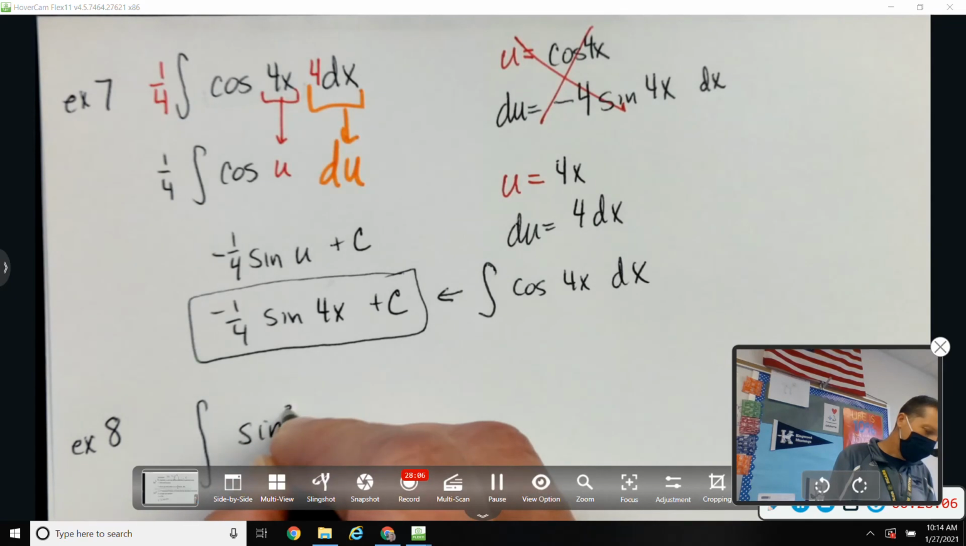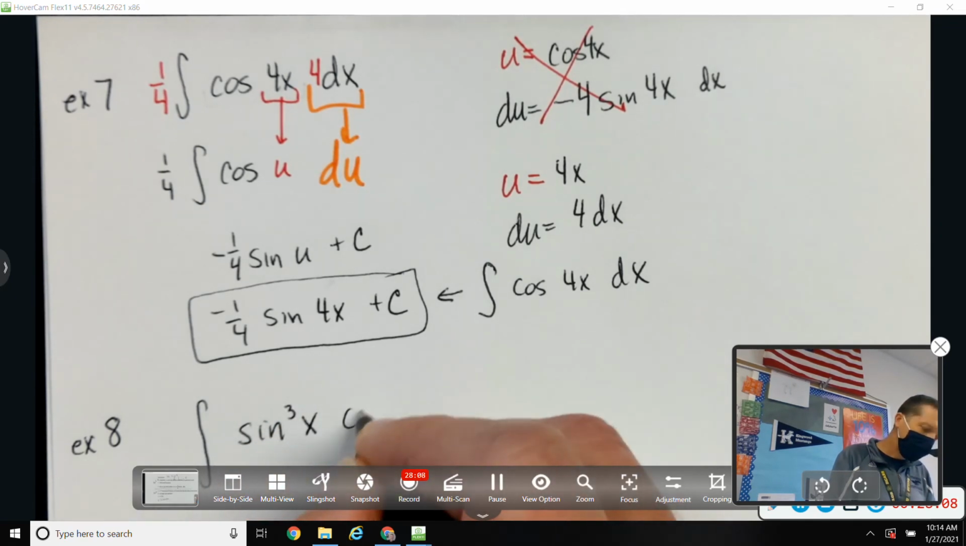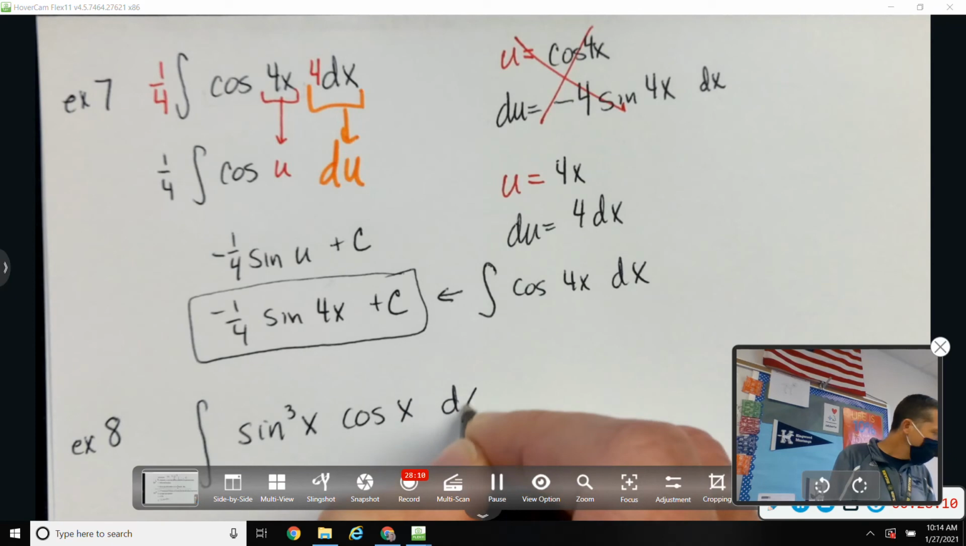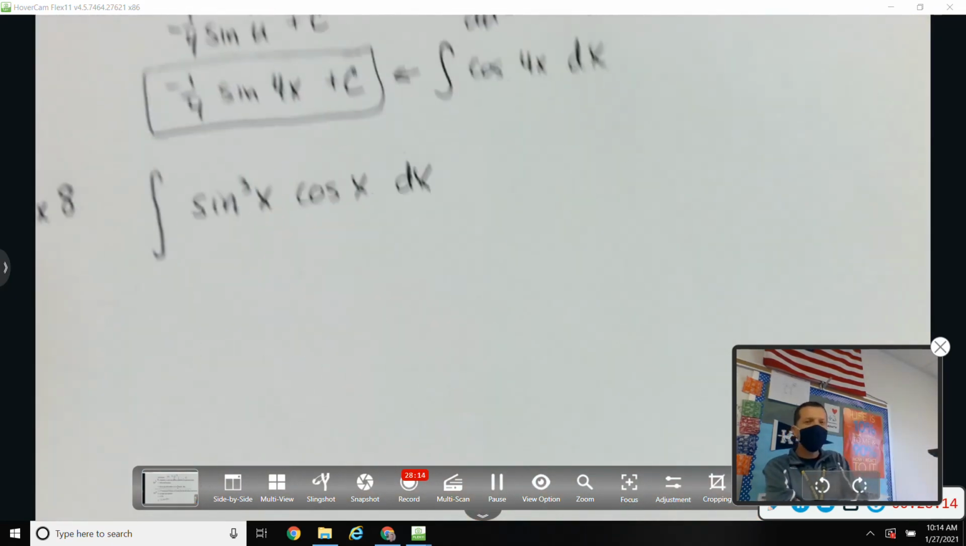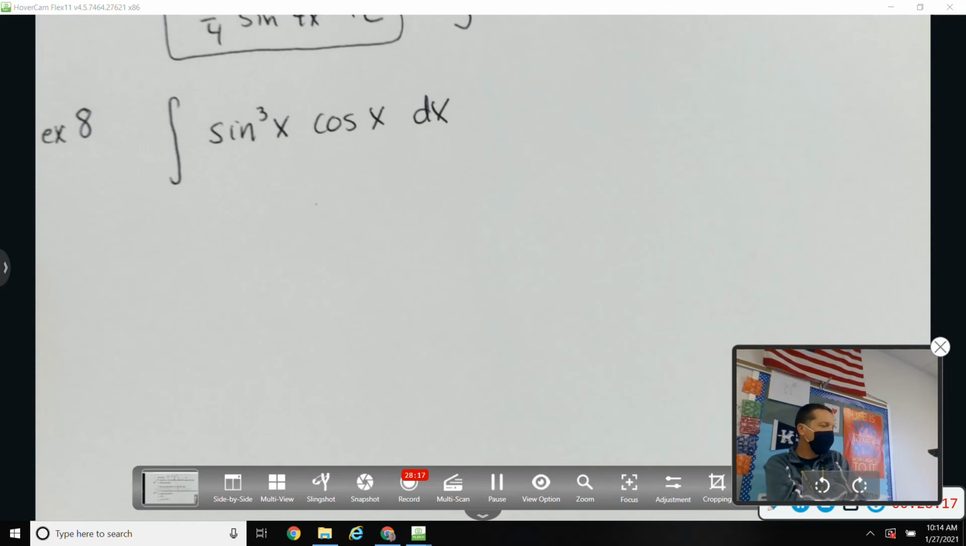All right, now for some real fun. The integral of sine cubed of x times cosine of x dx. I want to pick u so that du shows up. So what do you think? Okay, so if we pick, I'm not going to write it down because it's not right. It's a good guess. It's one of the two.